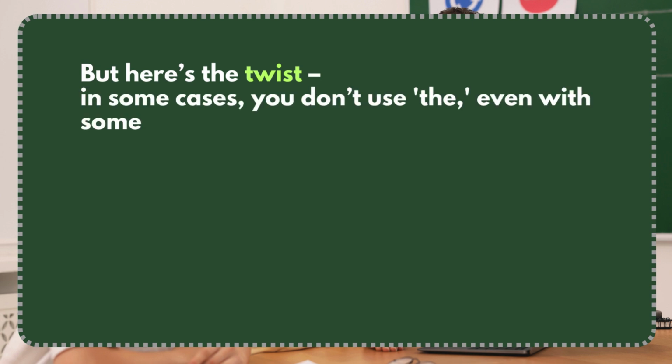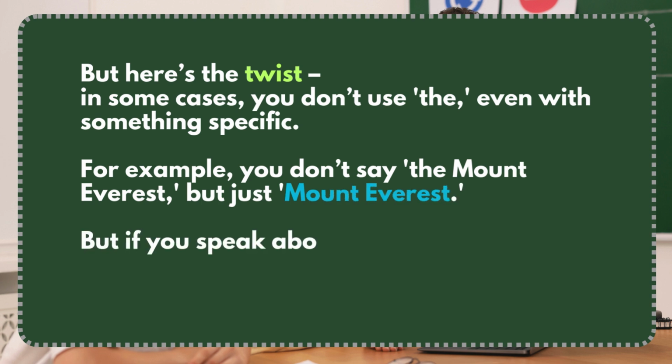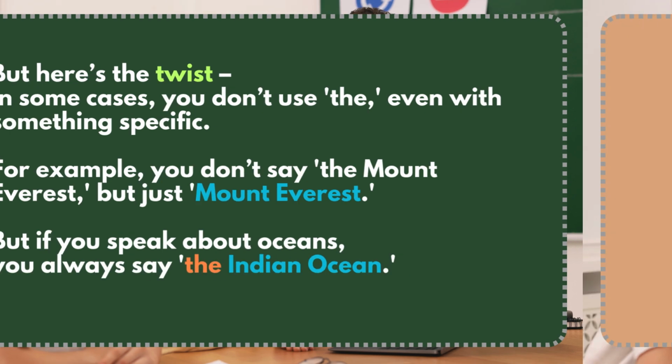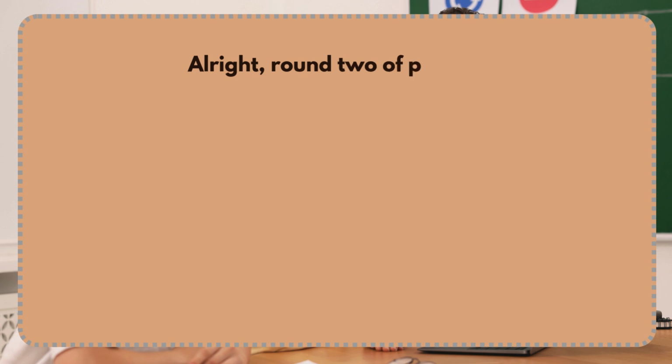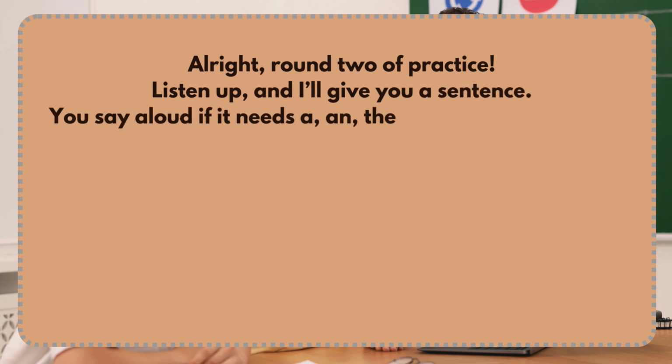But here is the twist. In some cases, you don't use the even with something specific. For example, you don't say the Mount Everest, but just Mount Everest. But if you speak about oceans, you always say the Indian Ocean. Alright, round 2 of practice. Listen up and I'll give you a sentence. You say aloud if it needs a, an, the, or if we leave it blank. Are you ready? Let's start.